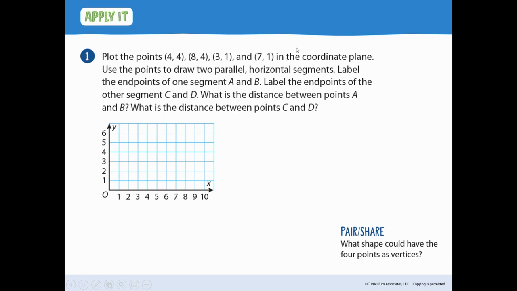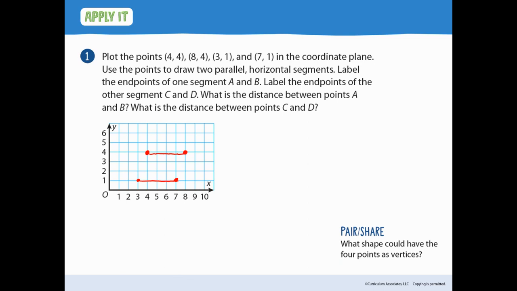So first thing I'm going to do here is what it told me. I'm going to go ahead and plot those points. So I'm going to plot (4, 4). I go over 4, go up 4. Go over 8, go up 4. Go over 3, go up 1. And go over 7 and go up 1. Now I am going to use the points to draw 2 parallel horizontal segments. So horizontal means I'm going this way, side to side.